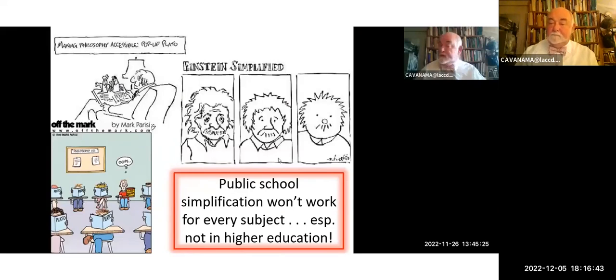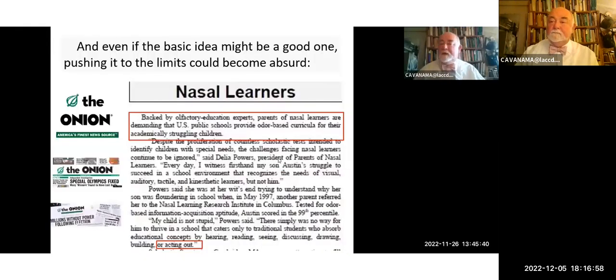Public school simplification isn't going to work for every subject in higher education. Oops, I had to bring Play-Doh to class today, and I brought Play-Doh. Play-Doh probably wouldn't be helpful. This, of course, can be parodied.